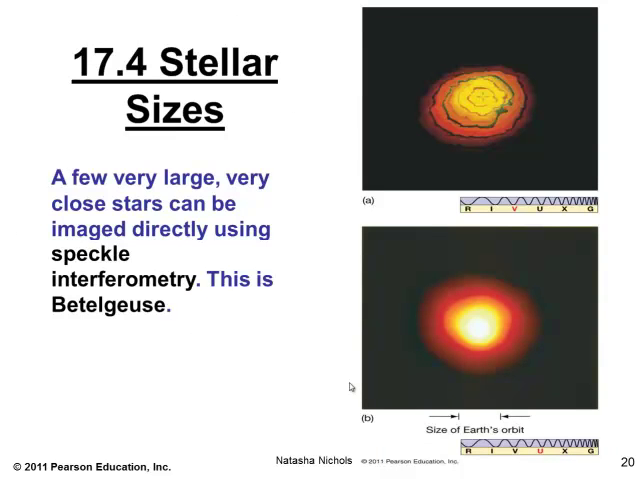The last part I want to talk about today is stellar sizes. So we can figure out how hot they are, how far away they are. The next question would be, well, how big is this star? A few very large, very close stars can be imaged directly using speckle interferometry. This is a familiar star from Orion that's called Betelgeuse.